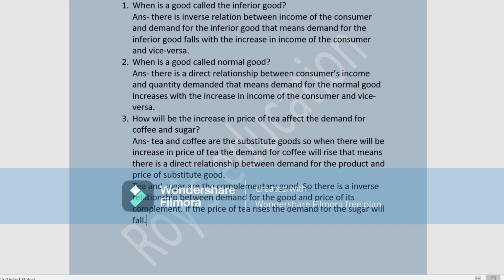And the next question is, tea and sugar are what? Tea and sugar are complementary goods. So there will be an inverse relationship between the demand for a good and the price of its complement. That means if the price of tea rises, the demand for sugar will fall.